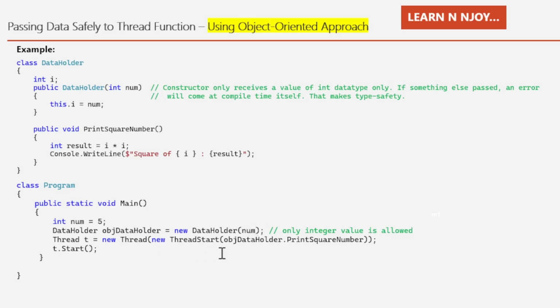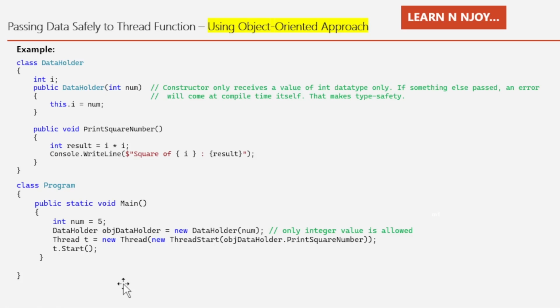Now by using the ThreadStart delegate, we can pass the PrintSquare method to the thread constructor without worrying about incompatible types. That's what I have written: Thread t = new Thread(new ThreadStart(objDataHolder.PrintSquare)). Finally, I am starting the thread with the help of the Start method. This way, we have achieved type safety. Our multi-threaded application can now pass data without encountering unexpected errors.